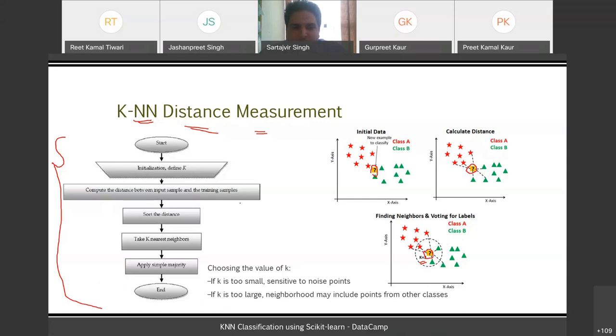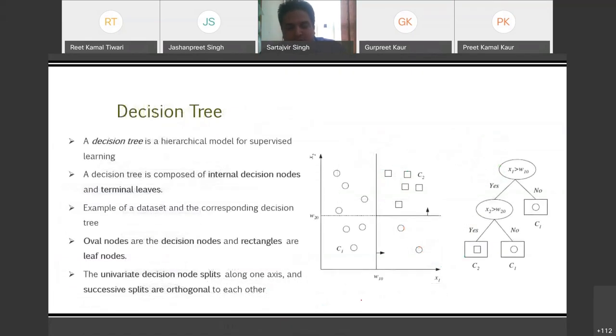So there is one dilemma in the selection of k. If k is too small, then it is more sensitive to noise points. If k is too large, the neighborhood may include points from other classes. So this is one of the disadvantages of the KNN method.